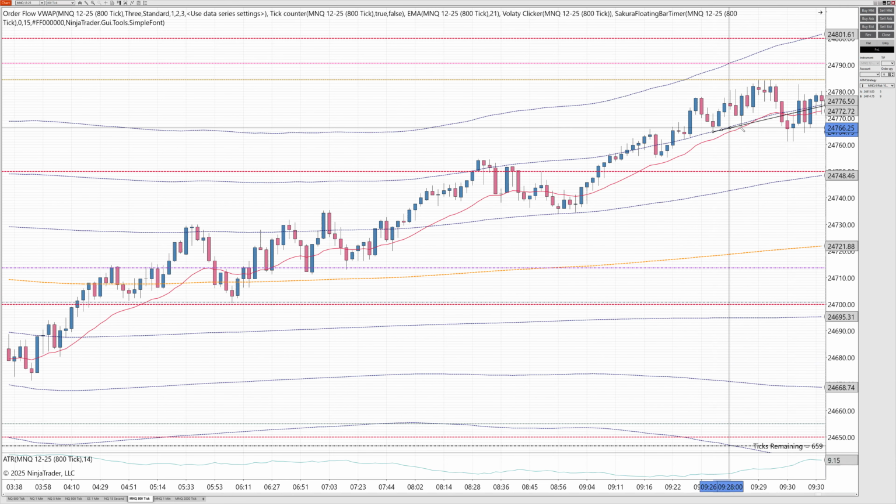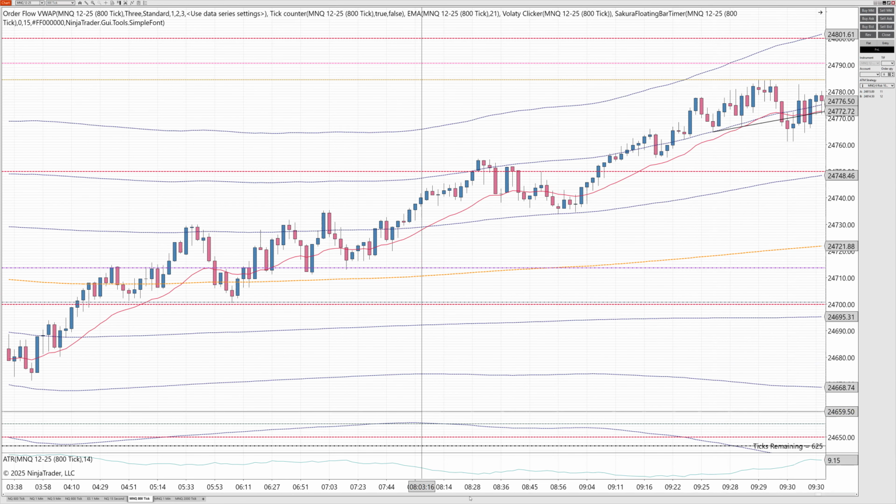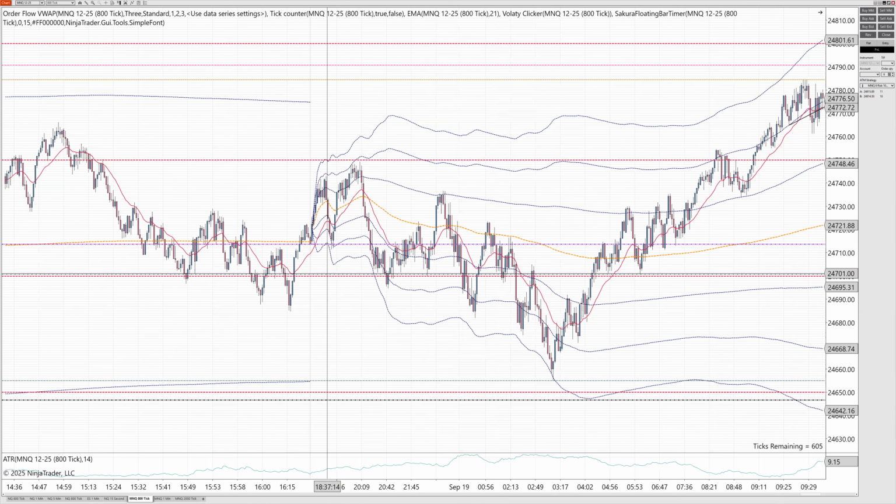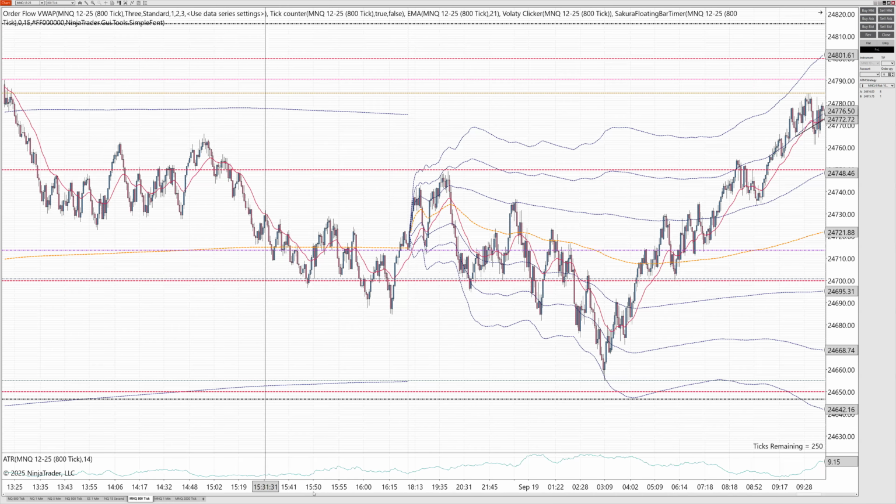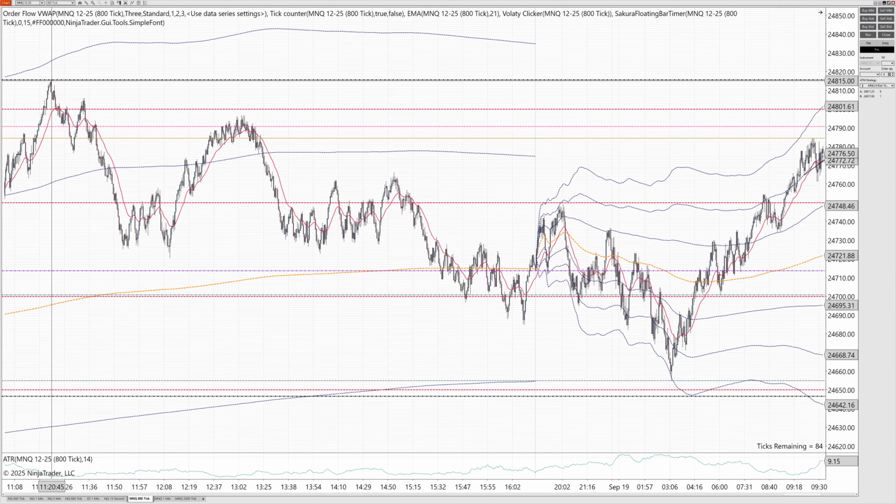So, looking back here, this is the overnight session. It started right here. I marked in purple where the 1700 close was, and this is the 1600 close for the Nasdaq. As you can see, we went up and then went a little bit further down. I have it marked right here as the overnight low. If we go further back, we did make a brand new all-time high yesterday at 11:20 Eastern, around the 24,815 zone. I got that marked.